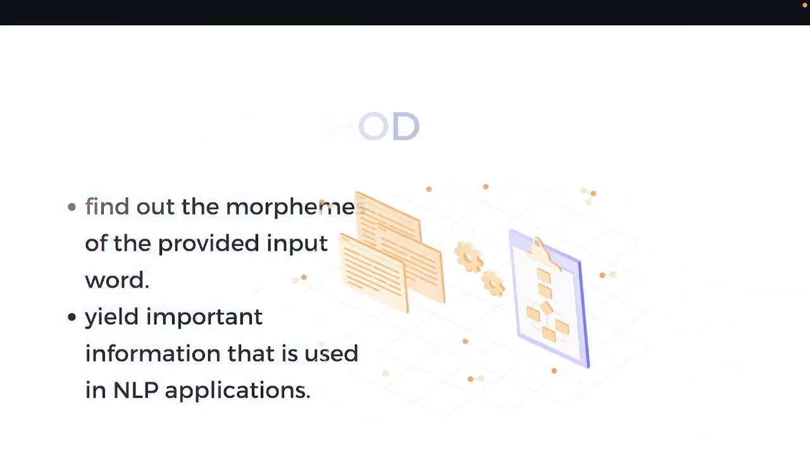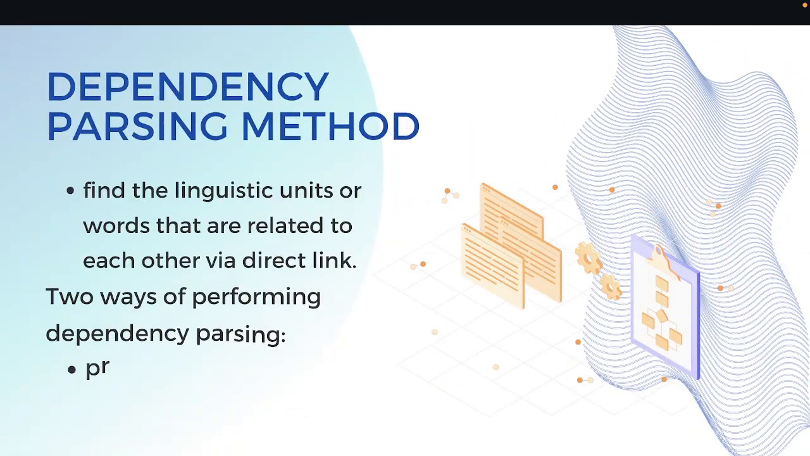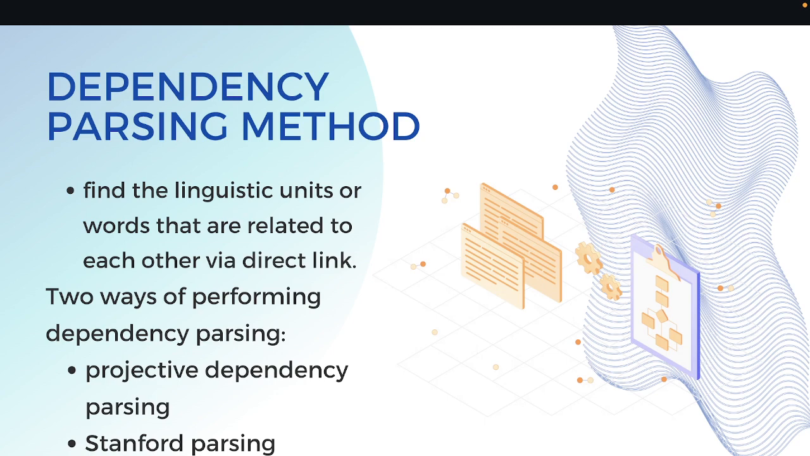Next we'll go to dependency parsing. In dependency parsing, it finds the linguistic units or words that are related to each other by a direct link. This direct link depicts the dependencies of the words. There are two ways of performing dependency parsing: projective dependency parsing and Stanford parsing.